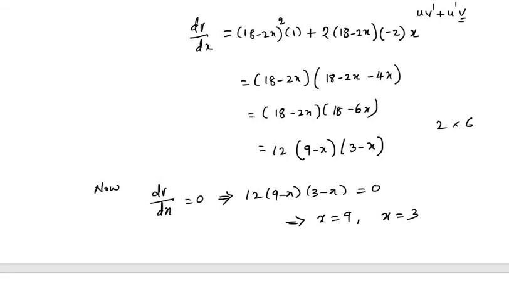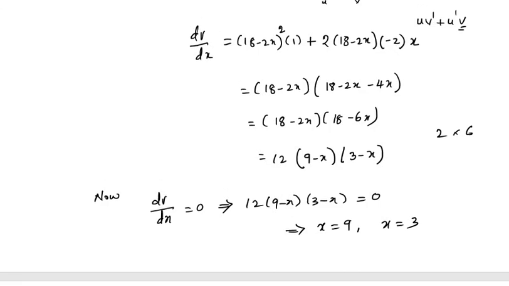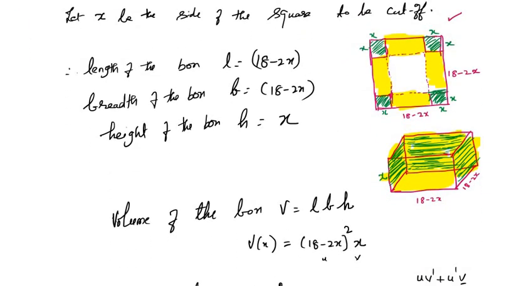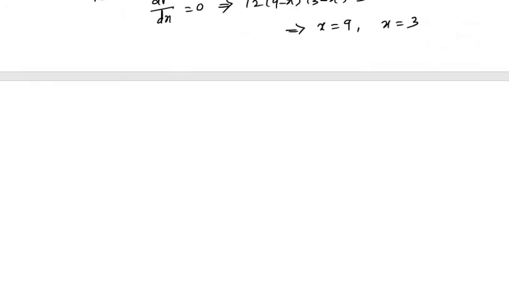So, what is the length of the tin sheet? That is 18. If I cut 9, the length becomes 18 minus 2 into 9, that is 18 minus 18. Therefore, length becomes 0. Breadth also becomes 0. Therefore, that is not possible. The volume becomes minimum. Therefore, x is equal to 9 is not possible, not admissible. Therefore, the only option is x is equal to 3.